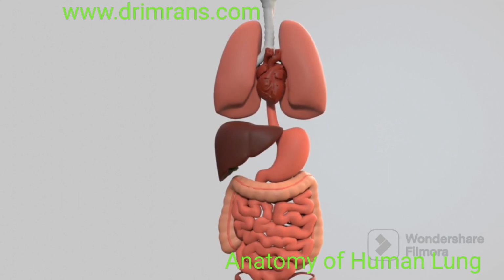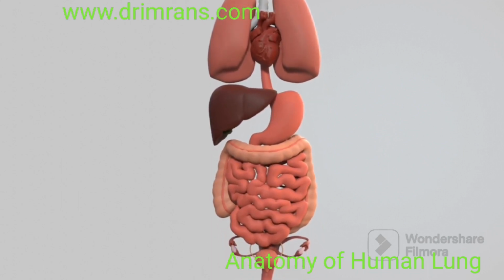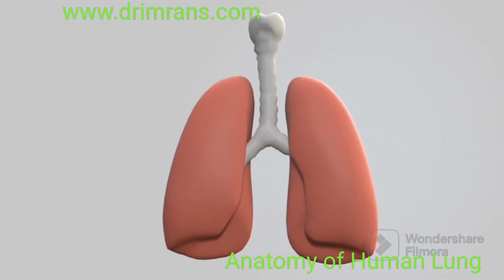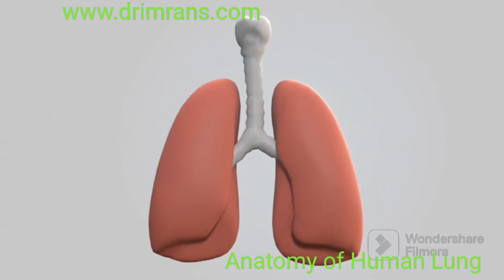Pleura. The lungs are surrounded by a double-layered membrane called the pleura. The inner layer, visceral pleura, covers the lung surface, and the outer layer, parietal pleura, lines the chest cavity.